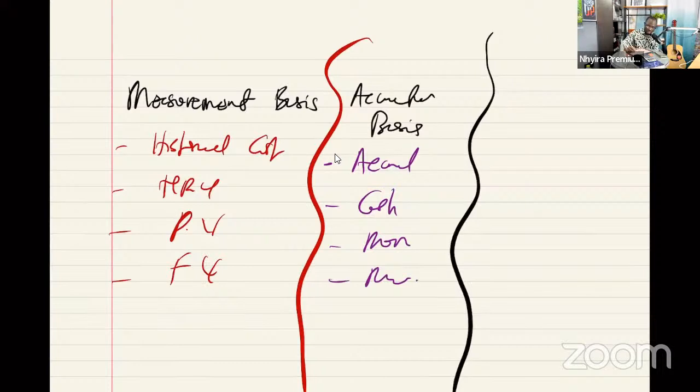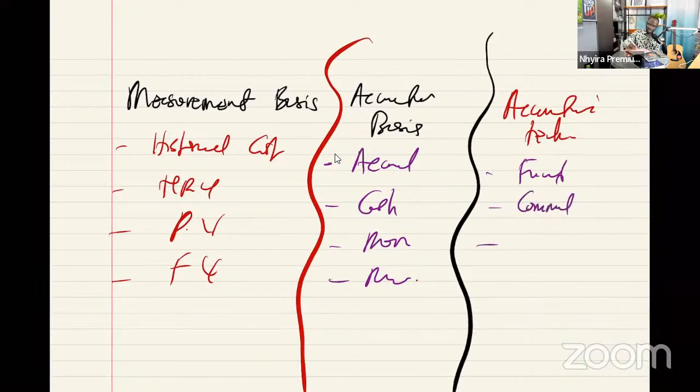Then the accounting techniques are the methodologies used in the preparation of the financial statements. And this is where we talk about fund accounting, commitment accounting. What else do we have there? Environmental accounting. So fund, commitment, and environmental accounting. These are the accounting techniques.